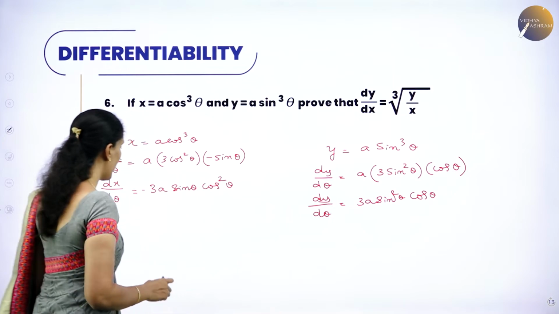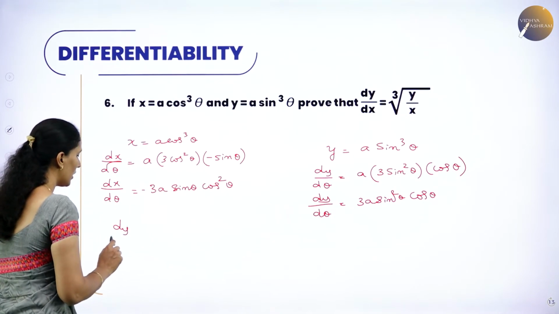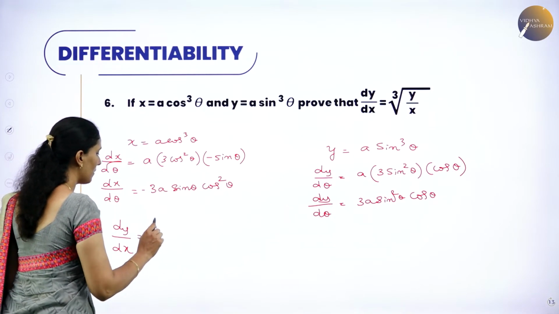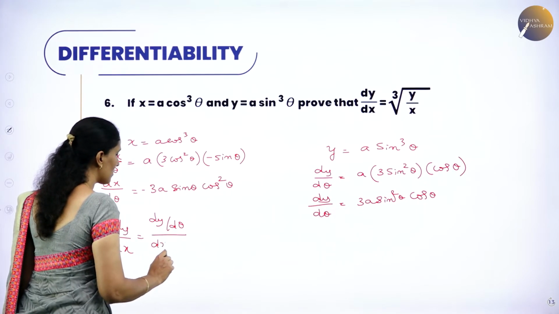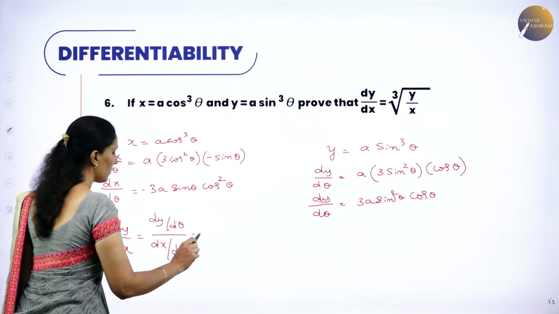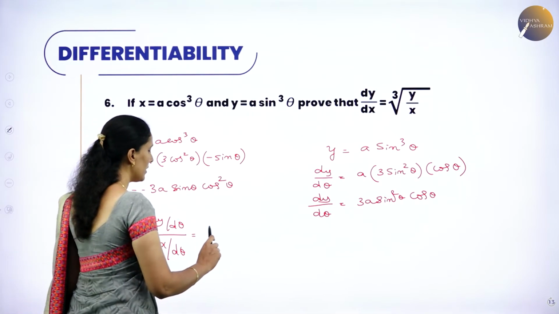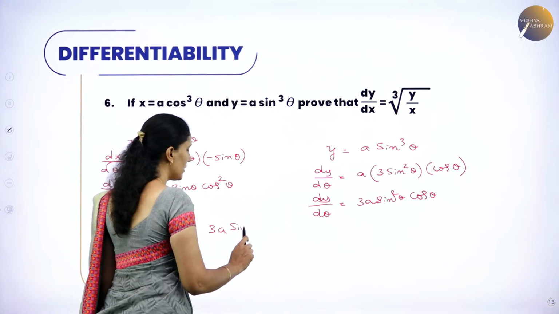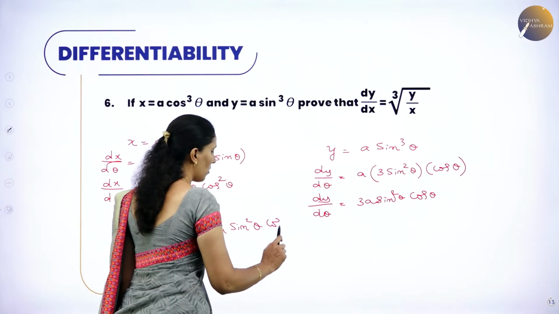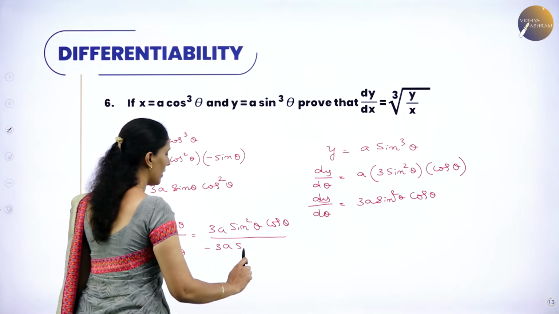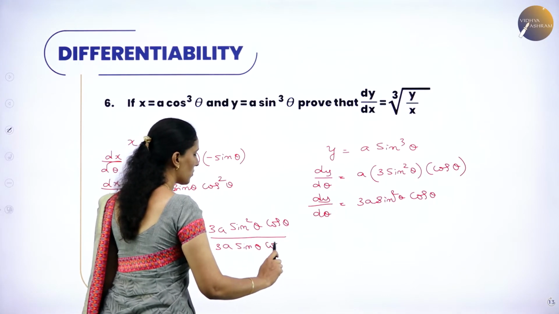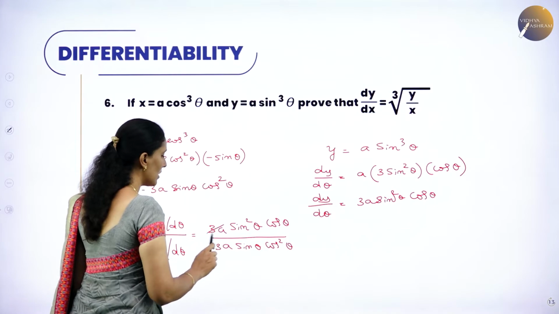Now I need dy by dx. So therefore dy by dx is nothing but dy by d theta over dx by d theta. So dy by d theta is 3a sin square theta cos theta, and dx by d theta is minus 3a sin theta cos square theta. So cancels.